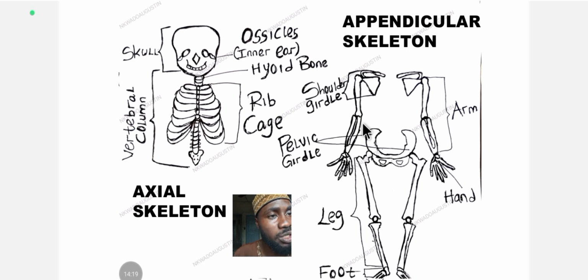You have the innominate bone, the pelvic bone. You have the longest bone in the body, the femur, and the bones of the leg. That's what makes up the appendicular.